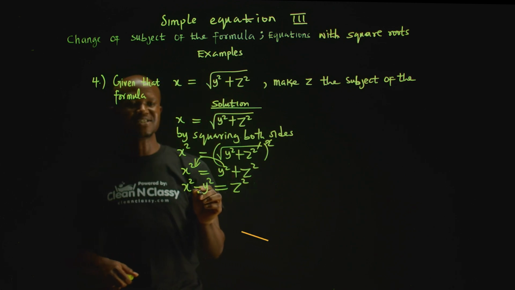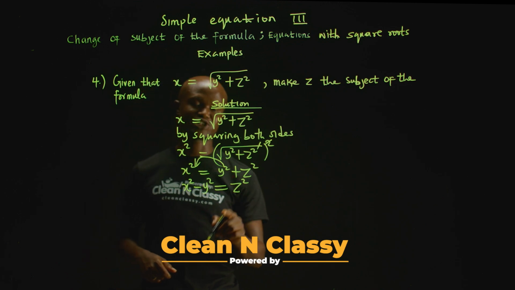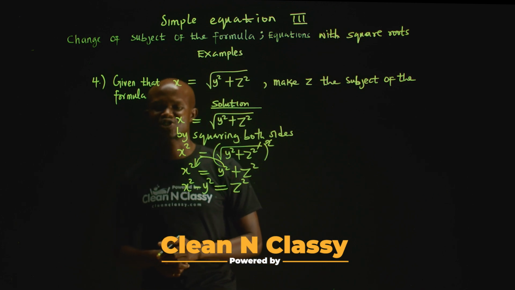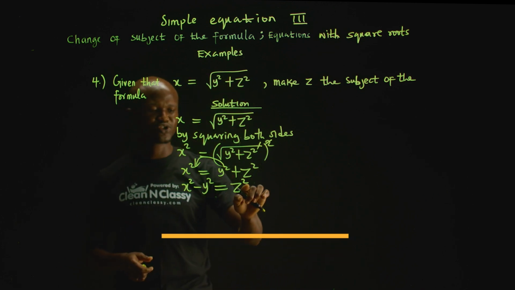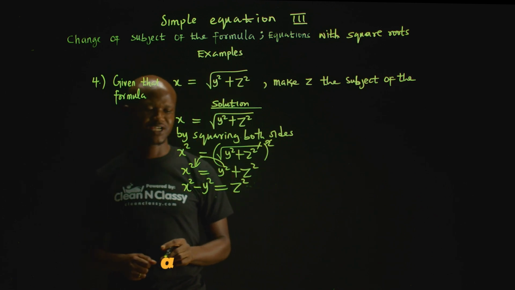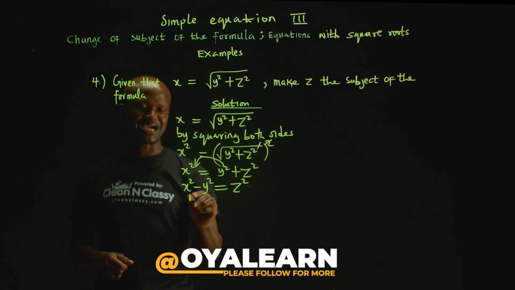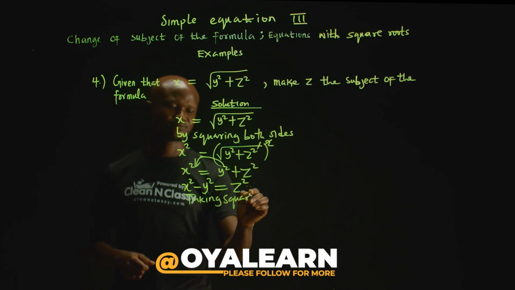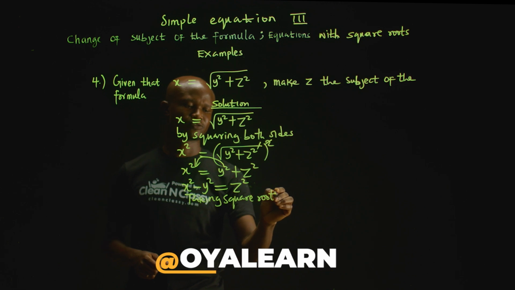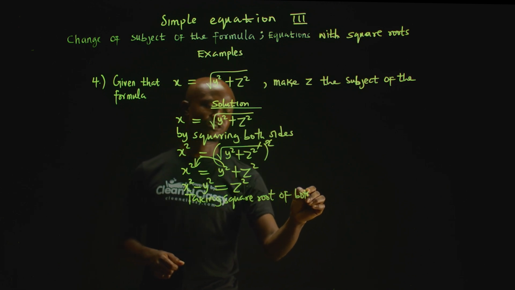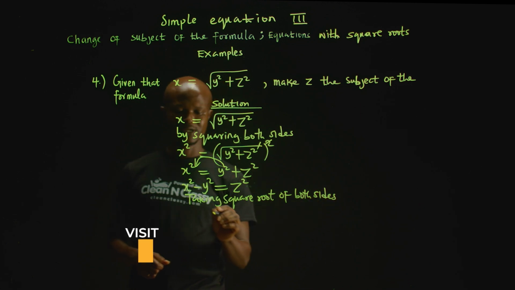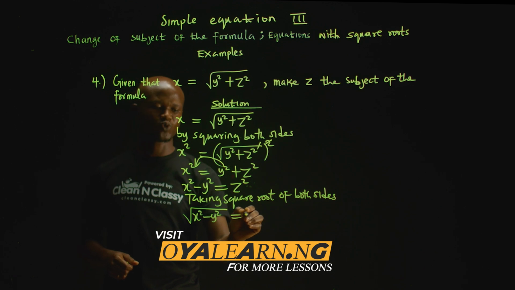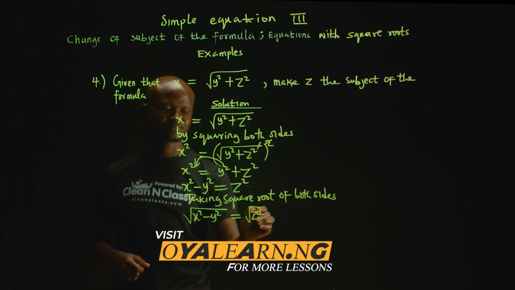Now, it means that x squared minus y squared equals z squared. For us to remove this 2 again, what do we do? We are going to take the square root of both sides because we want to remove the power 2 here. So taking the square root of both sides, then we have the square root of what? X squared minus y squared equals the square root of z squared.